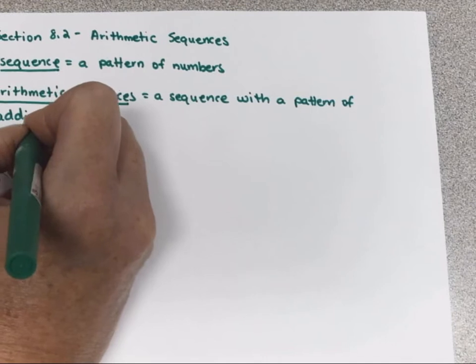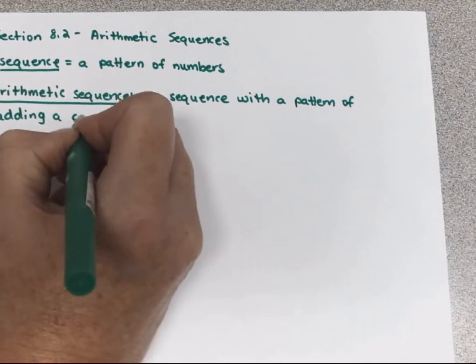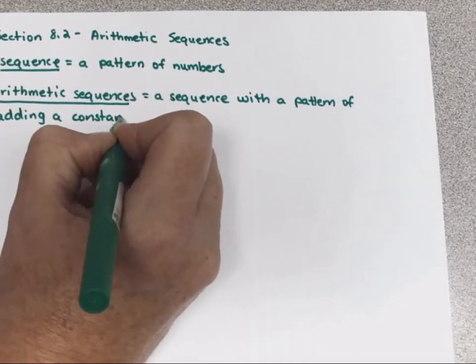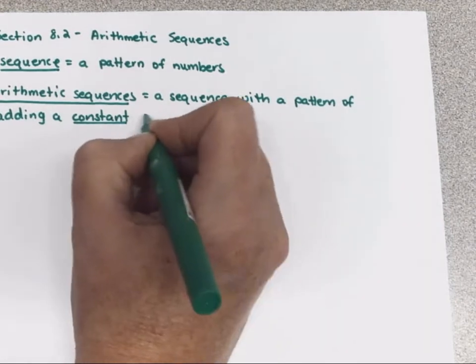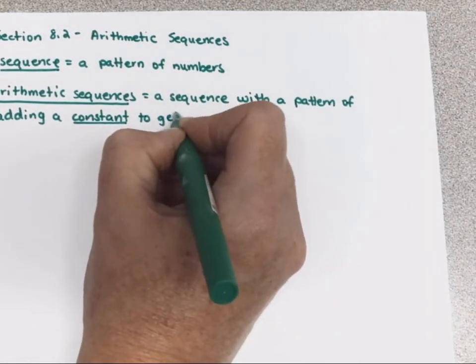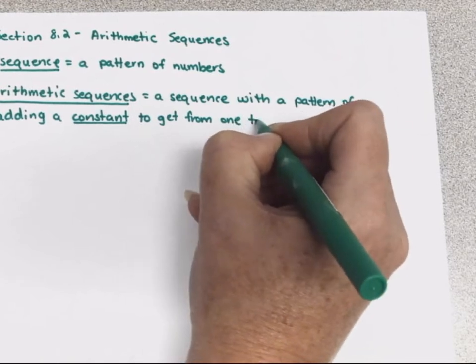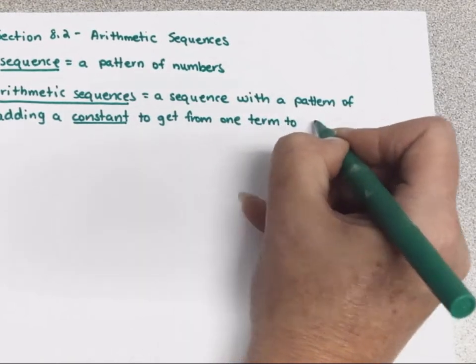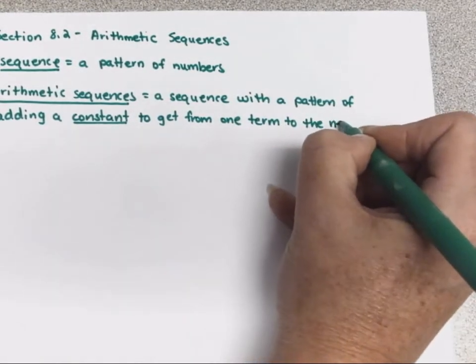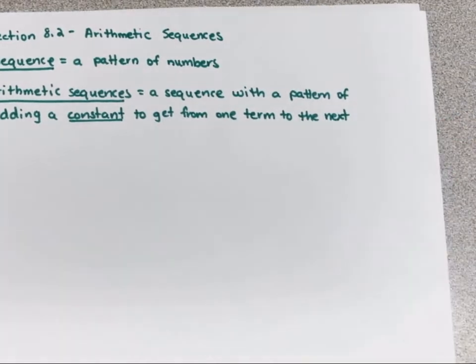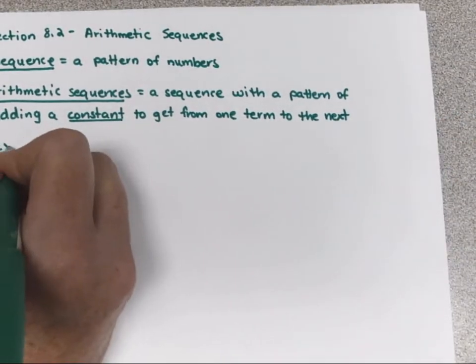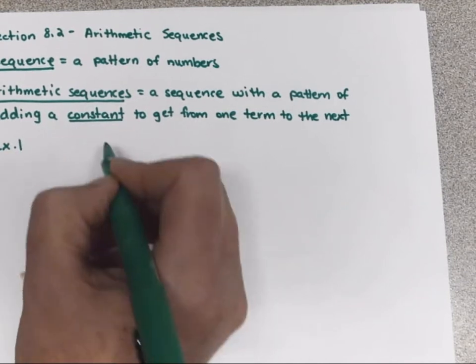So there are some patterns where you change up what you add. That's not what we're going to look at today. We're looking at the most basic types of patterns. So you add a constant to get from one term to the next. So let's look at an example of a sequence like this, and then I'm going to show you kind of what things are going to be called.